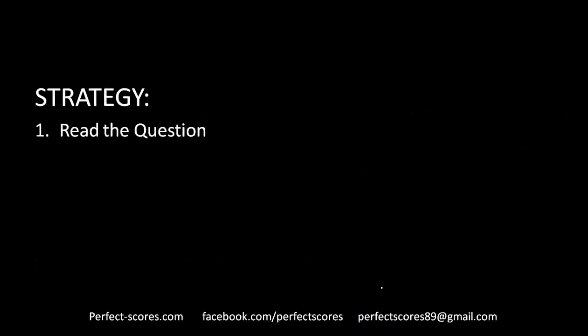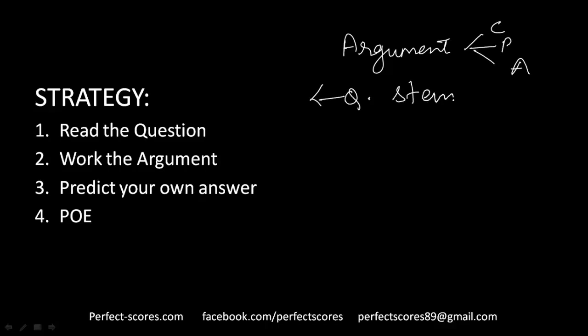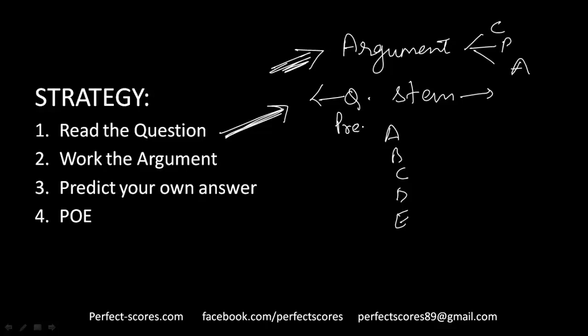So this is the basic strategy, what you need to do for a critical reasoning question. First, you need to read the question. What I told you is that you will be given an argument which will have its own conclusion, premise, and assumptions. And then you will be given a question stem or a question, and then you will be given your 5 options. So before going to the argument, you need to read the question first, then you need to work the argument, then you need to predict your answer, and then the process of elimination. Eliminate the answers that are wrong and come down to the actual answer.